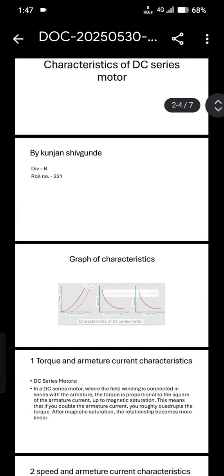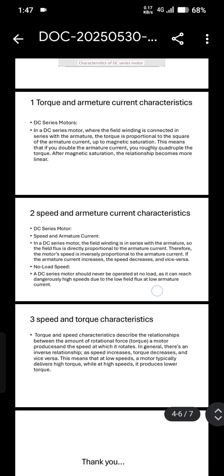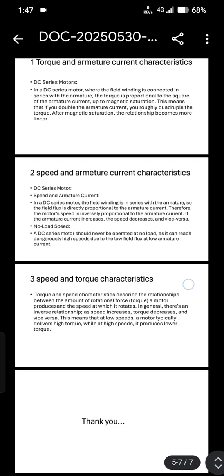So this is about the topic of characteristics of DC series motor, in which we have learned three characteristics: torque and armature current characteristics, second one is speed and armature current characteristics, and third one is speed and torque characteristics.